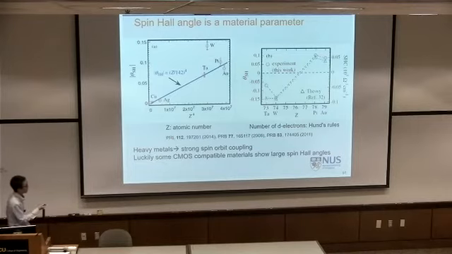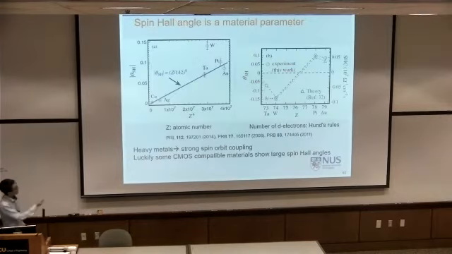But luckily, some CMOS compatible materials show a large spin Hall angle, like tungsten, for example. This is a very widely utilized metallization in CMOS, which indicates this technology can be incorporated readily in the conventional CMOS fabrication process.